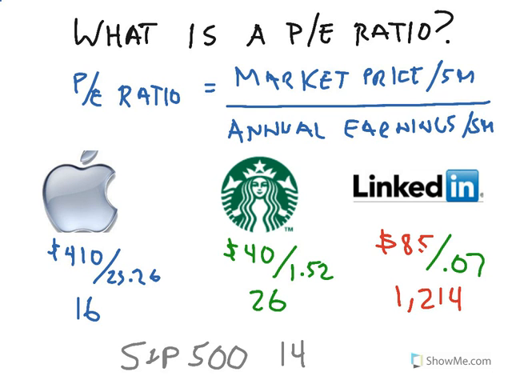But just to give you some context here, if you take a look at these PEs and compare them to the S&P 500, you would find that Apple's about in line with the S&P. 16 is pretty close to 14. Starbucks is a little more expensive at 26. And LinkedIn is really off the charts, and one of the reasons for that is they just recently IPO'd, so they don't have much earnings, but the market seems to think that they're going to grow and make more money in the future, so that's why their PE ratio is so high.